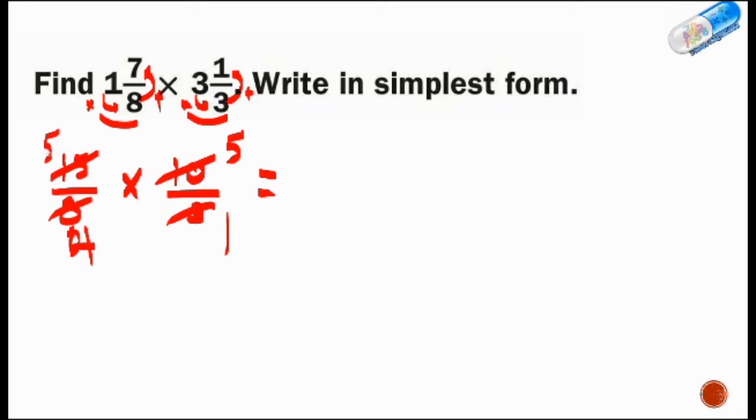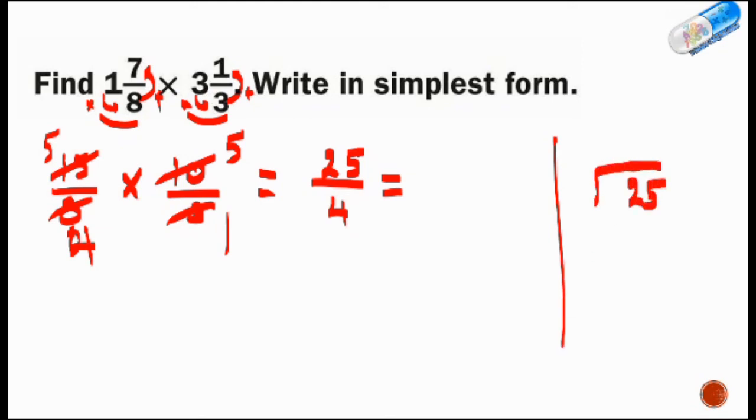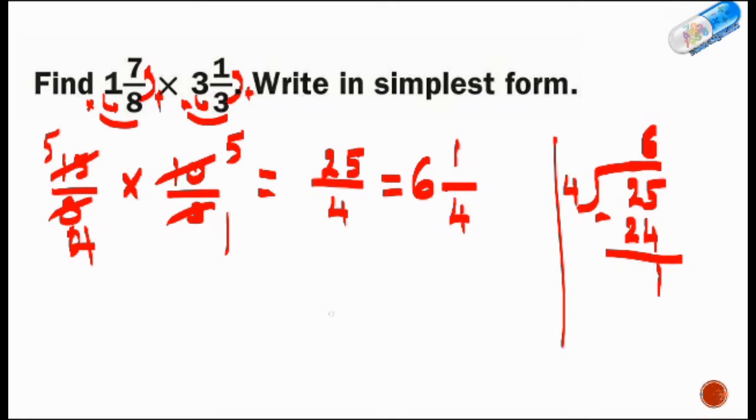So now you multiply 5 times 5 equals 25. And down here you have 4 times 1 equals 4. This is in the simplest form, of course, but it is in improper fraction form. So to make it a mixed number, we will divide 25 by 4. This is equal to 6, 24, and remainder 1. This means the answer is 6 as the whole number, and 1 is the numerator and 4 is the denominator.